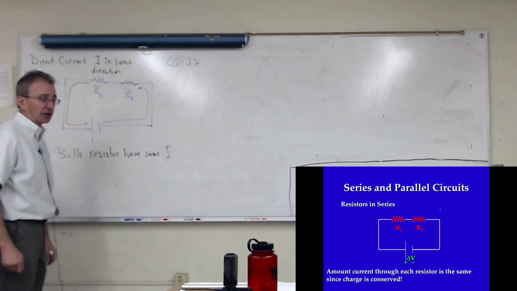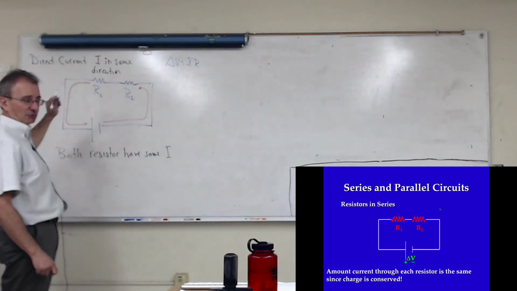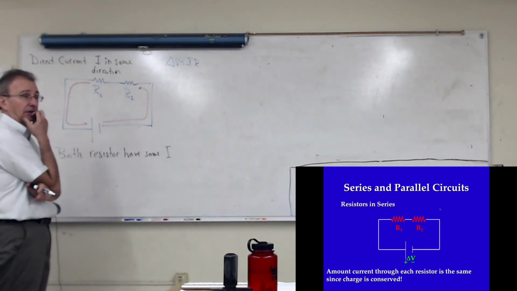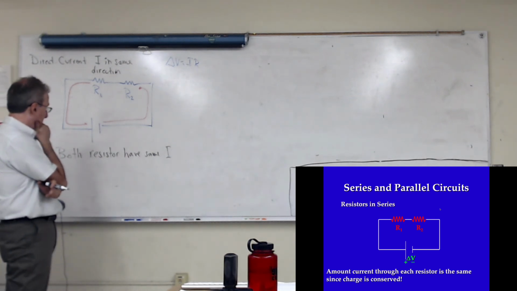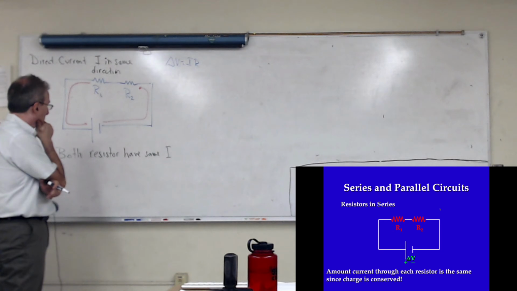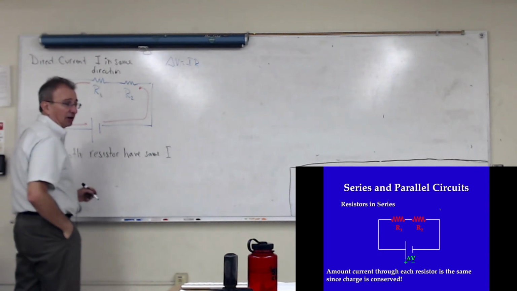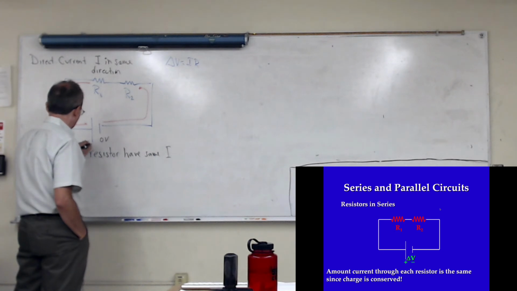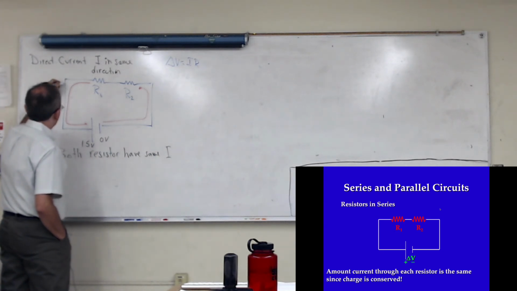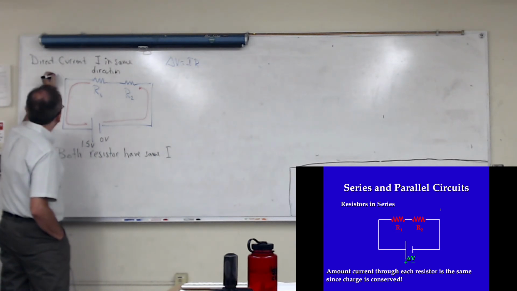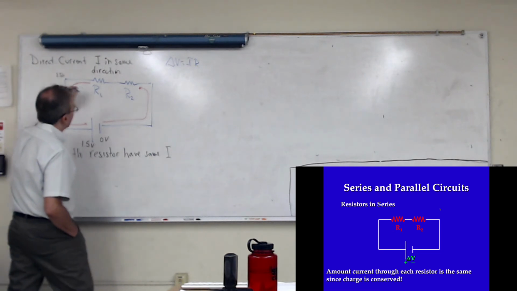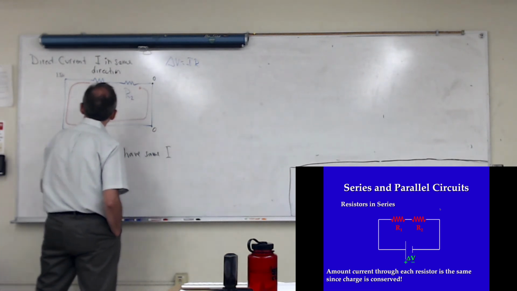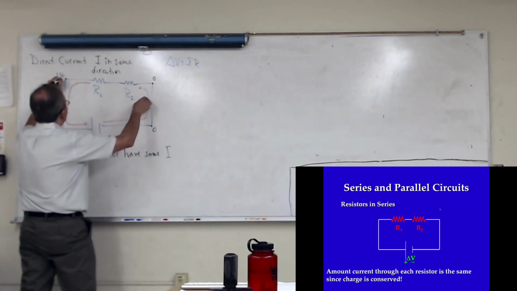Even if it's not constant, as long as it's the same direction, we have direct current. So let's say this is a 1.5 volt battery. The potential here is 1.5 volts, and the potential here is 0 volts. So there's a voltage drop of 1.5 volts from here to here.